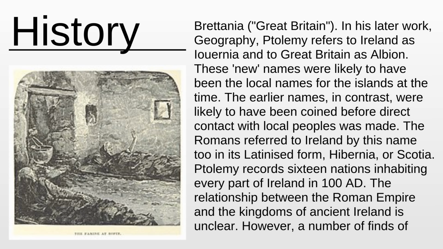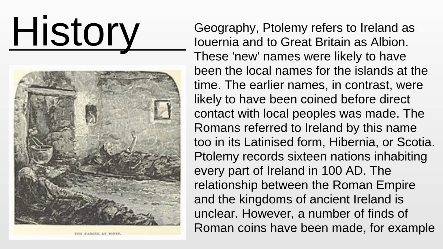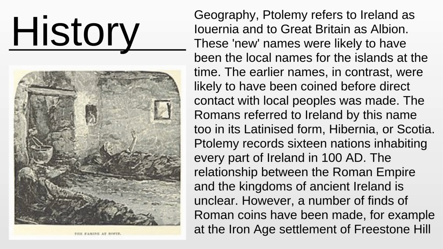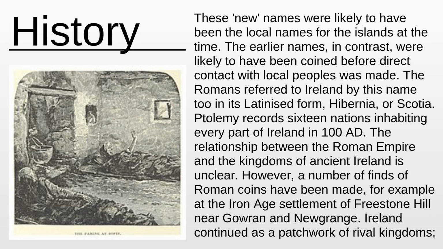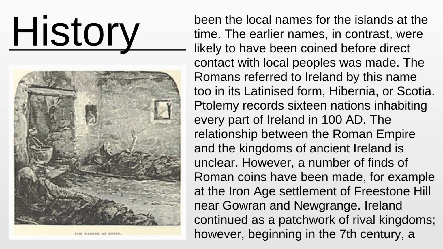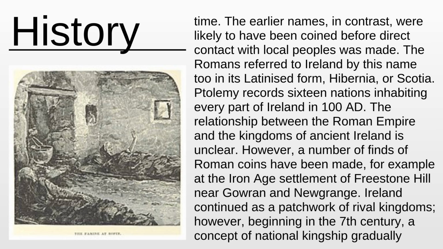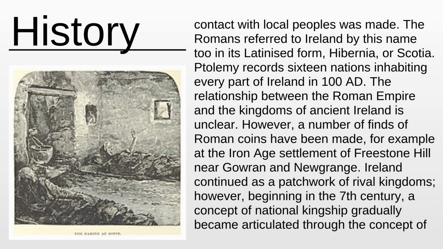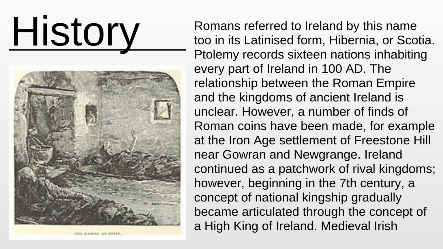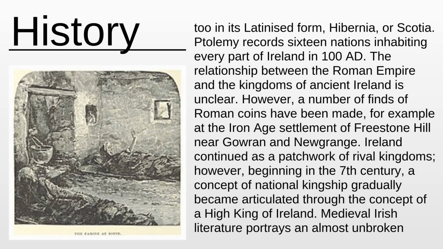The earlier names, in contrast, were likely to have been coined before direct contact with local peoples was made. The Romans referred to Ireland by this name too in its Latinized form, Hibernia, or Scotia. Ptolemy records 16 nations inhabiting every part of Ireland in 100 AD. The relationship between the Roman Empire and the kingdoms of ancient Ireland is unclear.